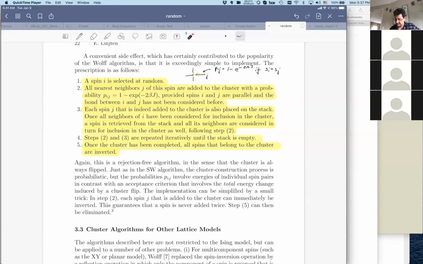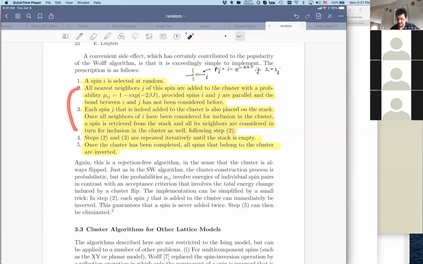And then the point is that once we have those extra spins in our cluster, we have to do things recursively. What this means is that each spin j that is added to the cluster is also placed on the stack, just to remember where we are right now. Once all neighbors of i have been considered for inclusion in the cluster, a spin is retrieved from the stack and all its neighbors are considered in turn for inclusion in the cluster as well, following step 2.